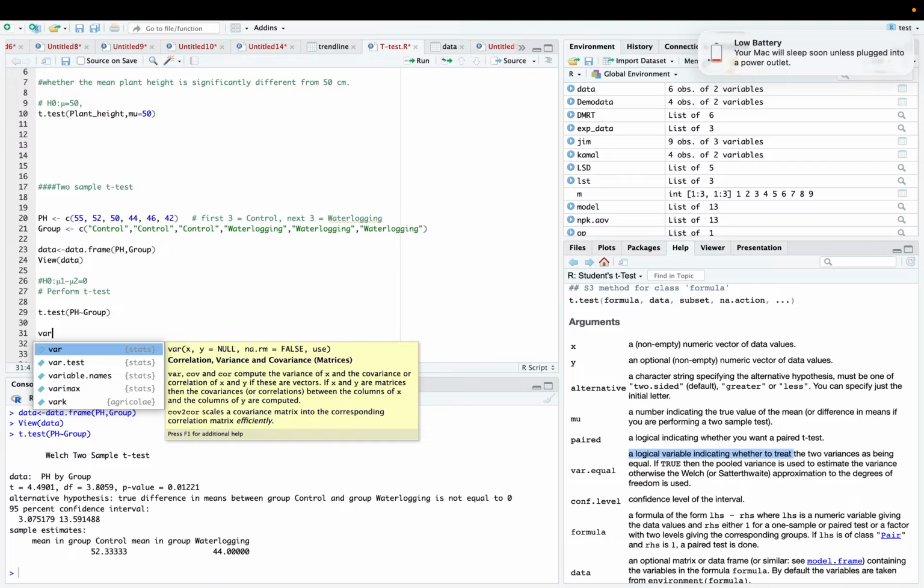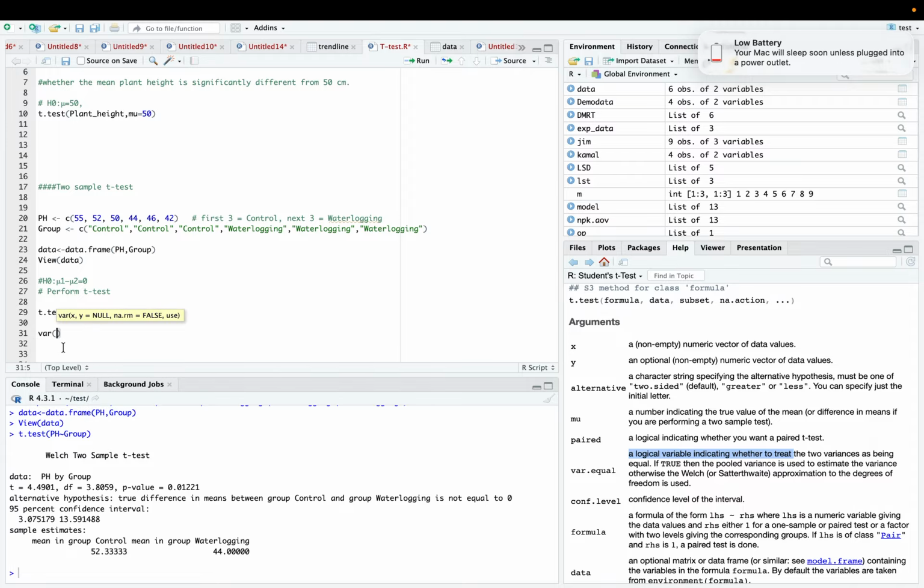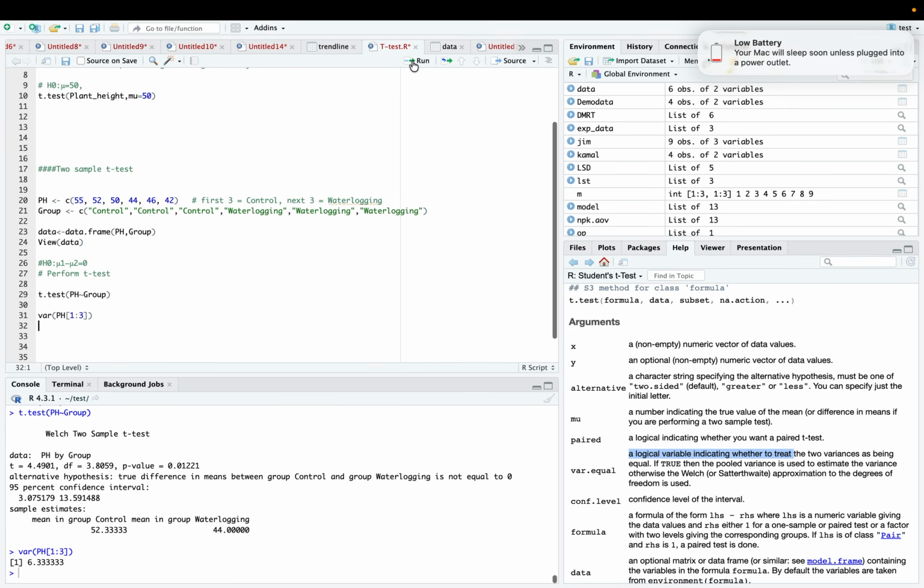Variance of plant height. We want to check the variance of plant height. The plant height for the control group is the first three, so 1 2 3. Let's check the variance. The variance of the control group is 6.33.